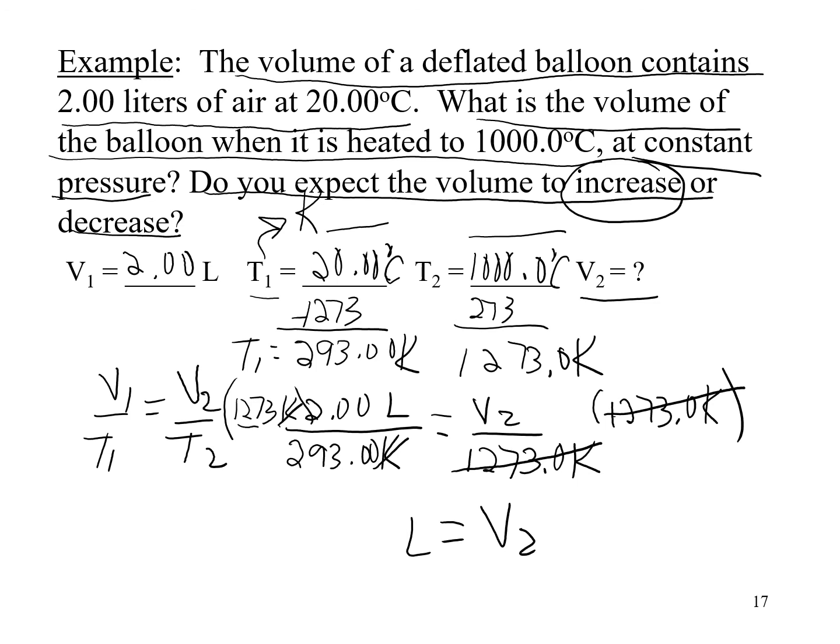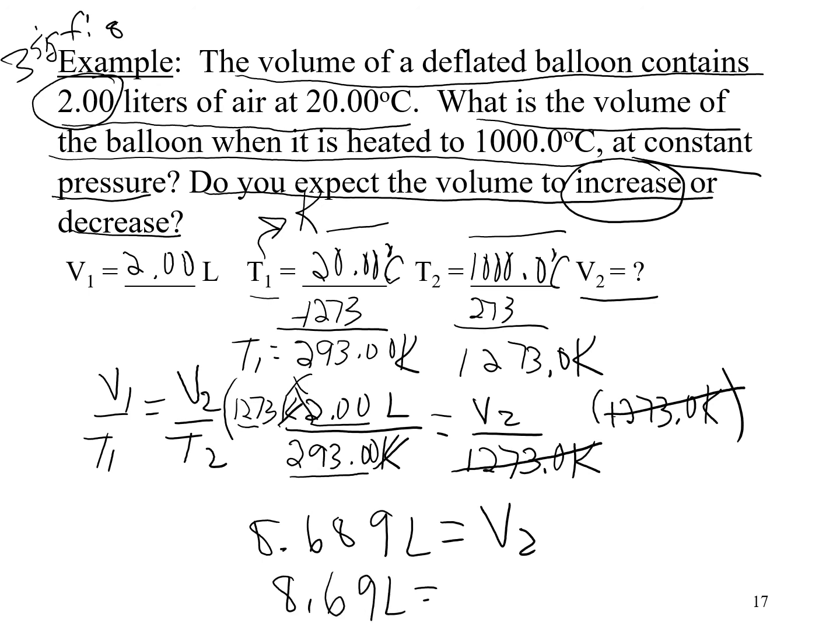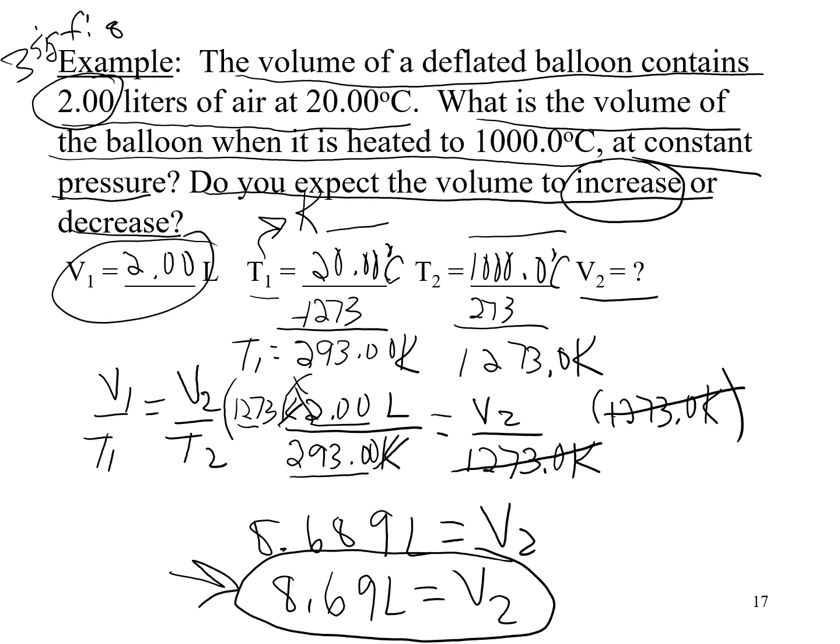Then we just have to do the math. We have 1273 times 2, then divide by 293. When I do that, I come up with 8.689 liters. Checking our sig figs, the one with the least amount is 2.00, which has 3 sig figs. So my final answer needs to have 3. I'm going to change that to 8.69 liters for my final volume. Based on Charles' law, our volume should increase. So we went from 2 liters to 8.69 liters by increasing the temperature. That makes sense.